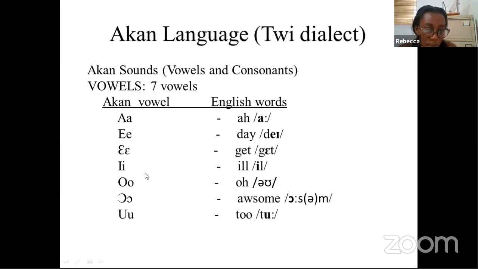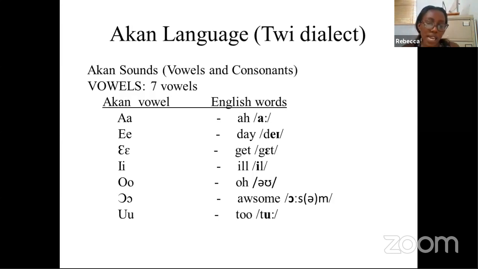Now the o sound is found in the word oh. So you see how I pronounce the o? You have to round your lips. So the o sound is o, the o in oh.